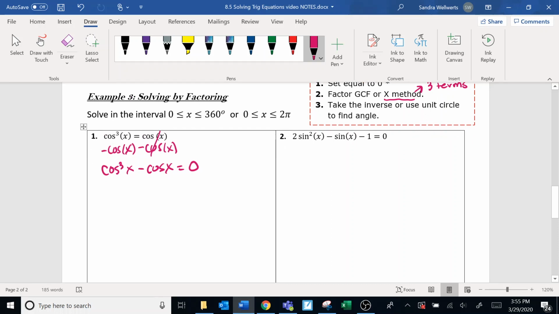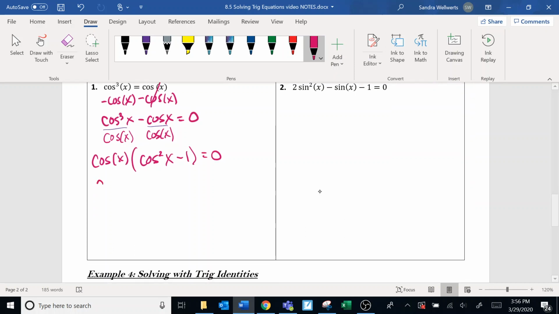So now step 2, factor the GCF or use the x method. Well, I only have 2 terms, so I know I'm not going to use the x method. I'm going to factor a GCF. The greatest common factor is that they both have cosine in common, so I can factor out a cosine from both of them. Whatever the GCF is comes out to the front, and then I divide. So cosine cubed divided by cosine is cosine squared. And then cosine divided by cosine is 1, so I have minus 1 equals 0. Now I have two separate equations: cosine x equals 0, and cosine squared x minus 1 equals 0.